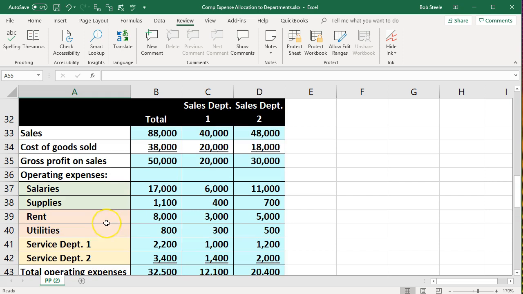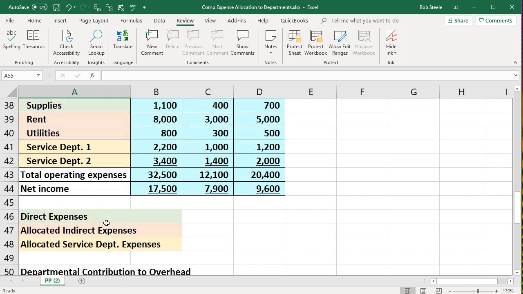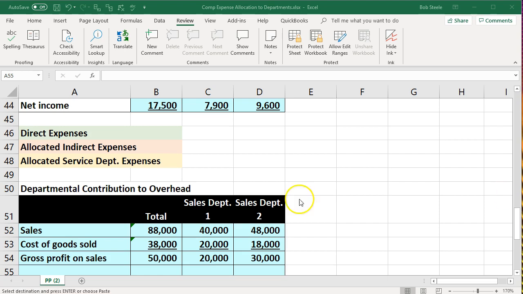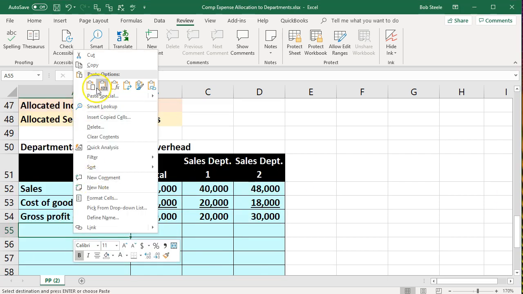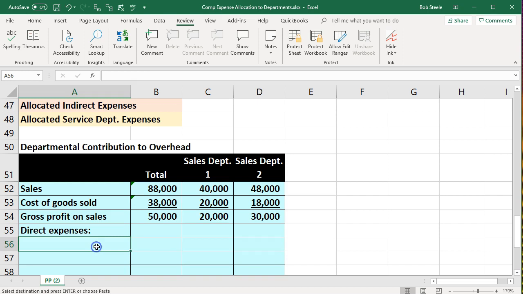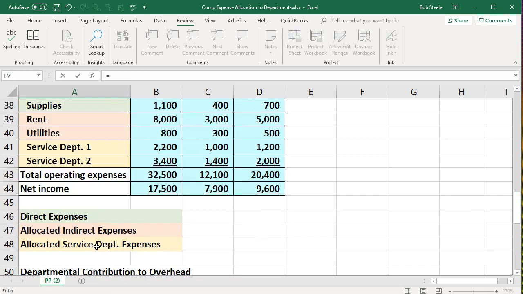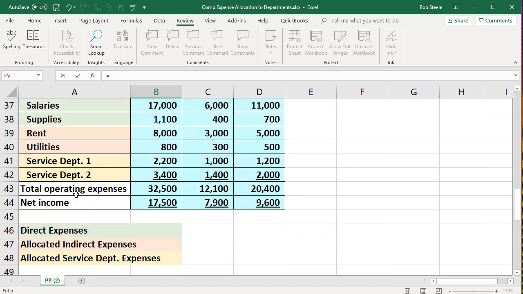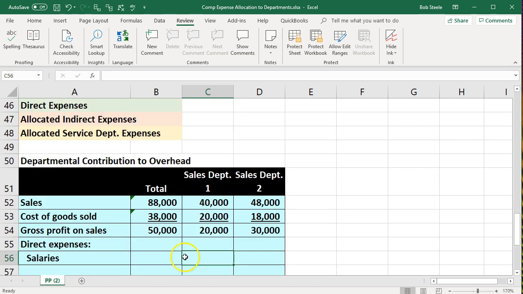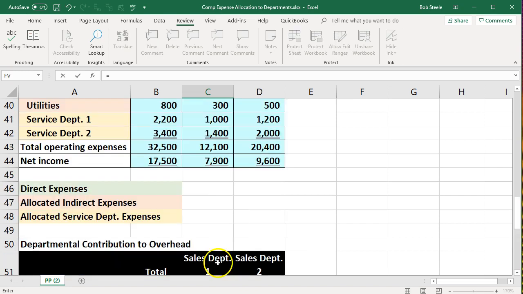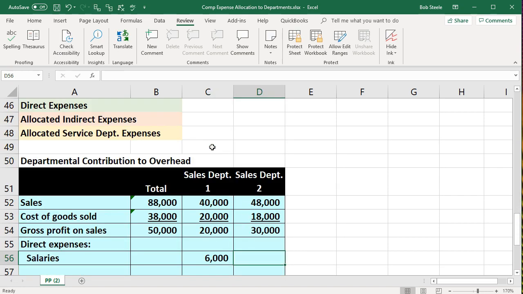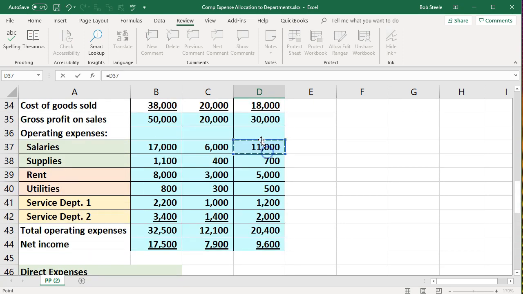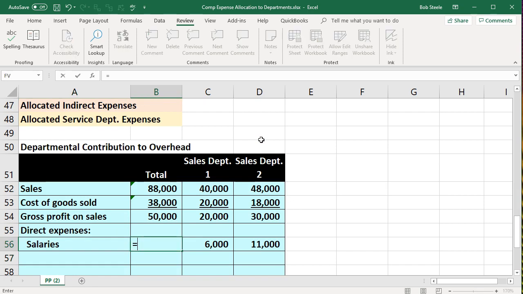And then we're going to have our, this is where we differ. We're going to have our direct expenses. So we're going to have our direct expenses, and that's going to include salaries. So I'm going to say equals the salaries. Tab equals, well, let's go into sales department 1 equals the 6,000. Tab equals for department 2 the 11,000. We can sum these up then, equals the sum of those two items.